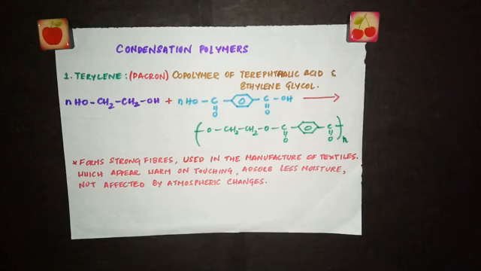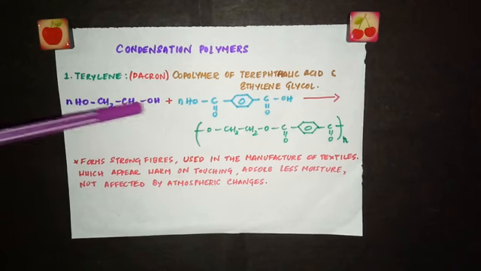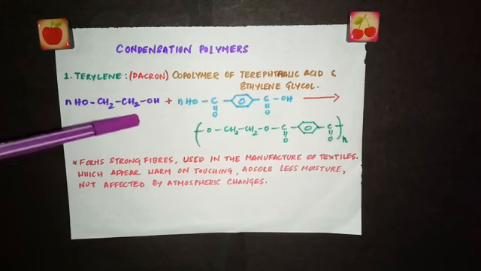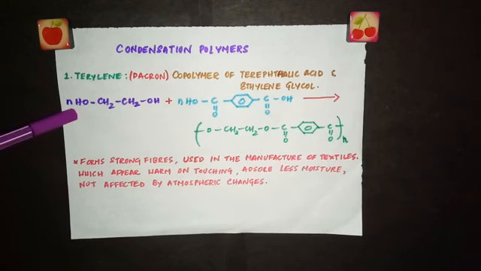The first condensation polymer is terylene or dacron. It is a copolymer of terephthalic acid and ethylene glycol. You know what a copolymer is? If the polymer is prepared from two or more than two types of monomer, then we call that polymer a copolymer. So here we are going to use two different monomers, terephthalic acid and ethylene glycol. You know the formula for ethylene glycol, HOCH2CH2OH. Don't forget to put this in.